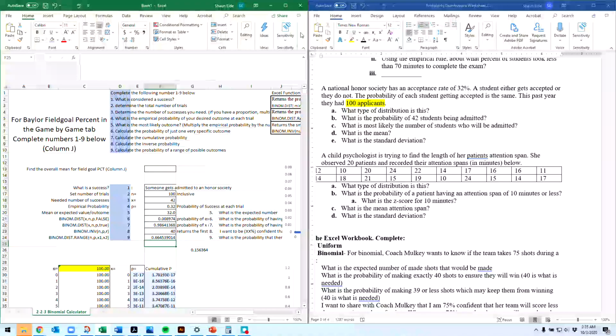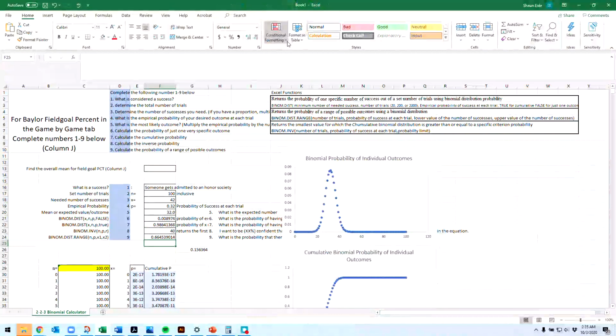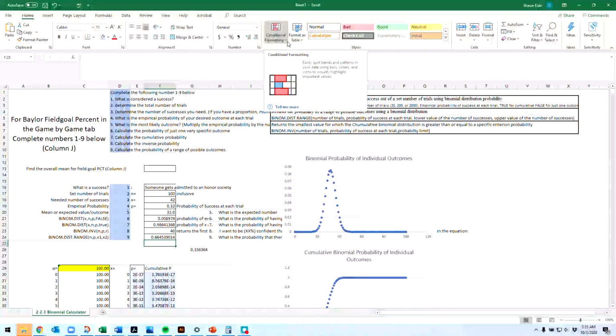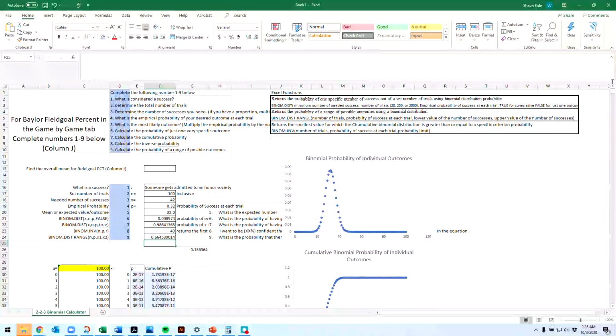Hopefully this was beneficial with the binomial probability distribution. The binomial probability distribution, like I said, has two possible outcomes, a success or a failure. And this tool really helps you to understand how to determine the probability of every single possible number of successes or failures.